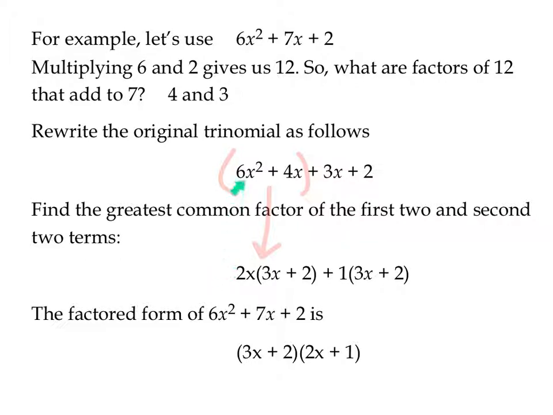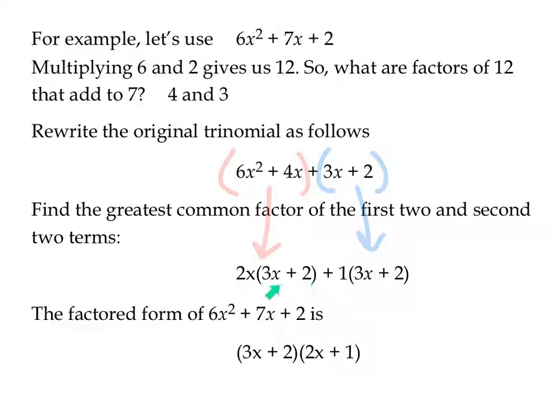Okay? And then I've also got an x here. X squared and x, I can factor a 2x out. When I factor 2x out of this, I'm left with 3x plus 2. Then I want to go to my second two terms here, and I want to find the common factor of 3x and 2, which is just 1. Okay? 1 is the greatest common factor there, and then I'm left with 3x plus 2.